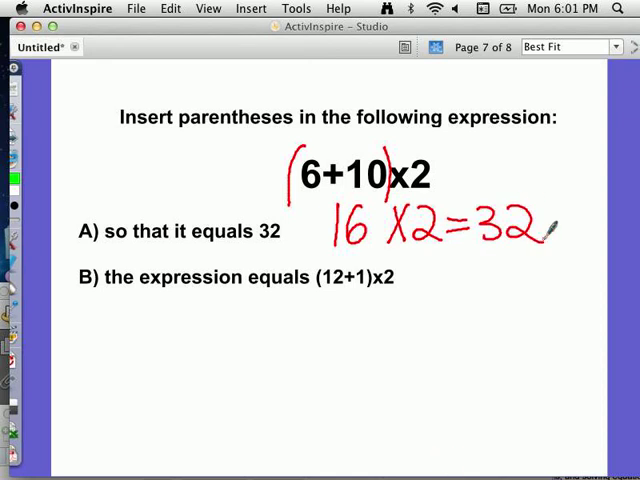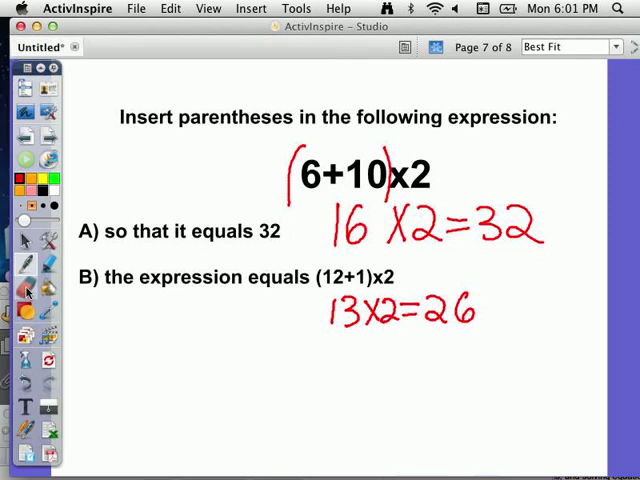Awesome. Now let's look at the next part. We want to insert the parentheses in the following expression. We want to make sure that the expression equals 12 plus 1 times 2. Well, first I have to simplify this expression here. So 12 plus 1 equals 13. And then I can multiply that by 2, which equals 26. Right. So basically, we're trying to make that expression equal this expression. So to make them equivalent, that's a good word there, equivalent, I have to change something up here.